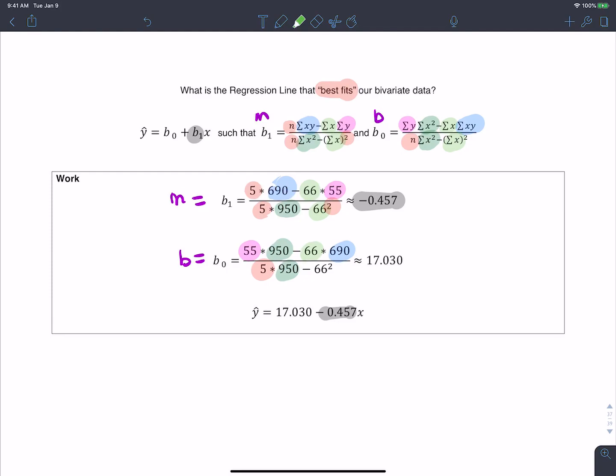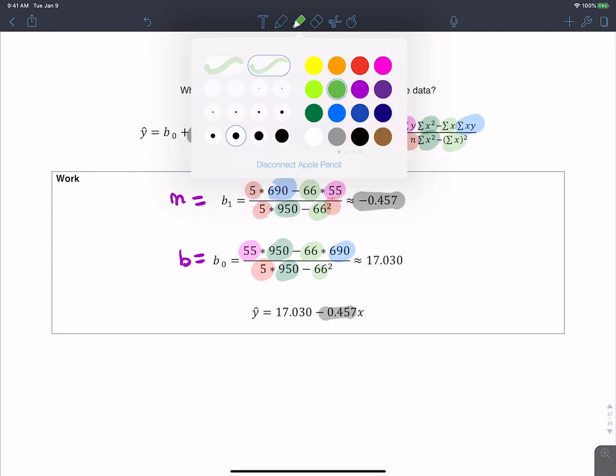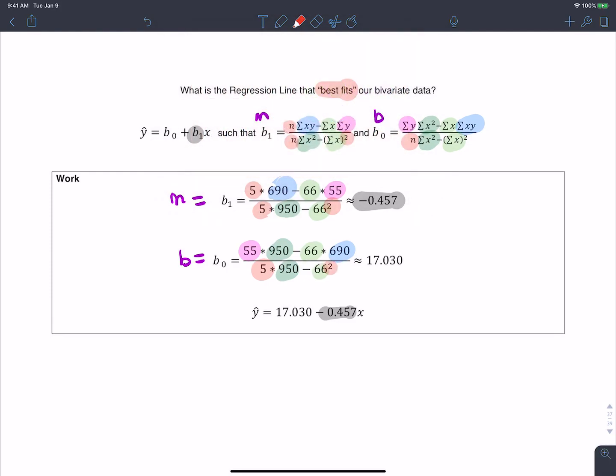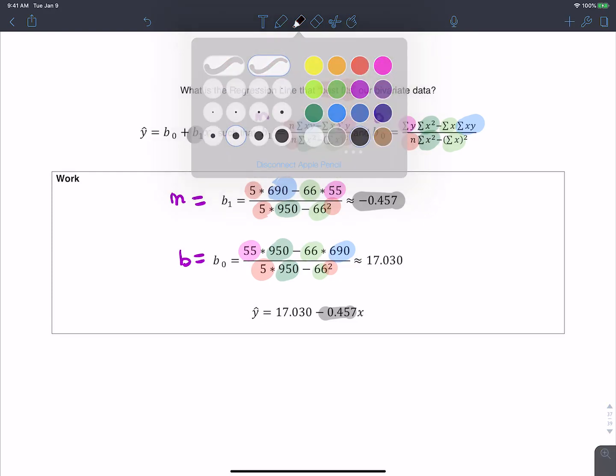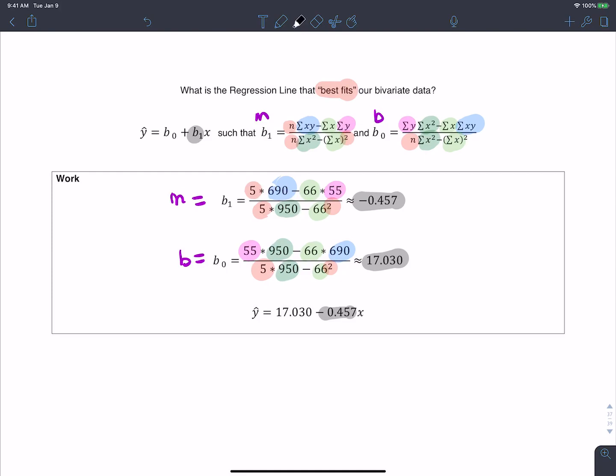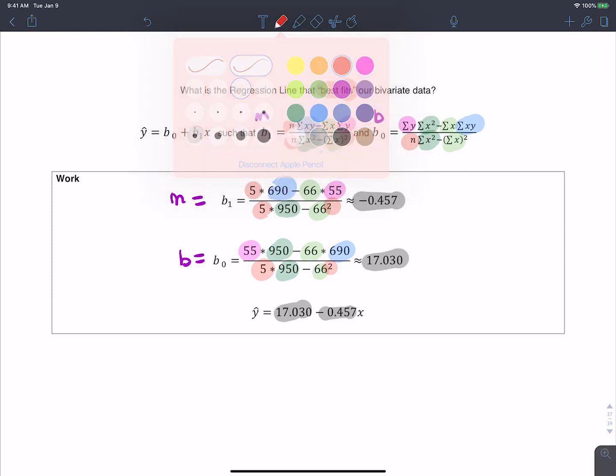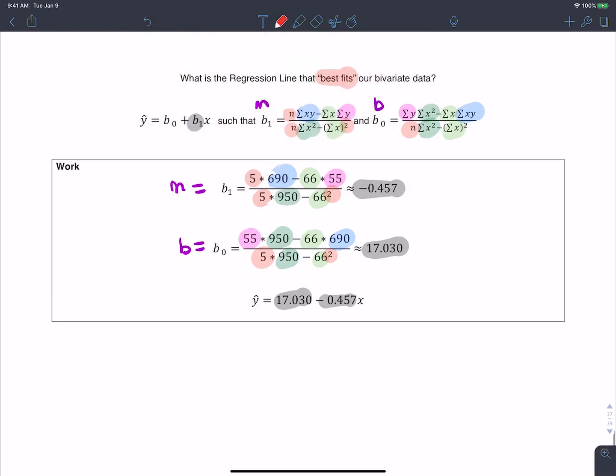And then don't forget, what do you do with that power now? That's raised to the what? Second power. So when you punch that in, notice you now get 17.030. And that value is going to be my y-intercept value. So if you really wanted to write this in terms of an algebra equation, that's y equals negative 0.457x plus that 17.030.